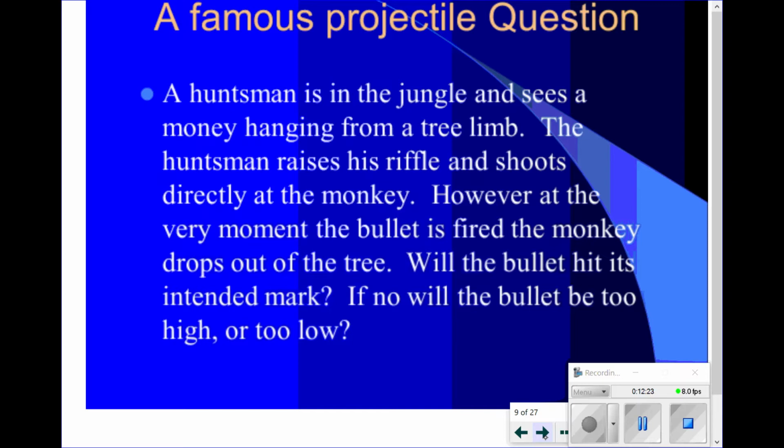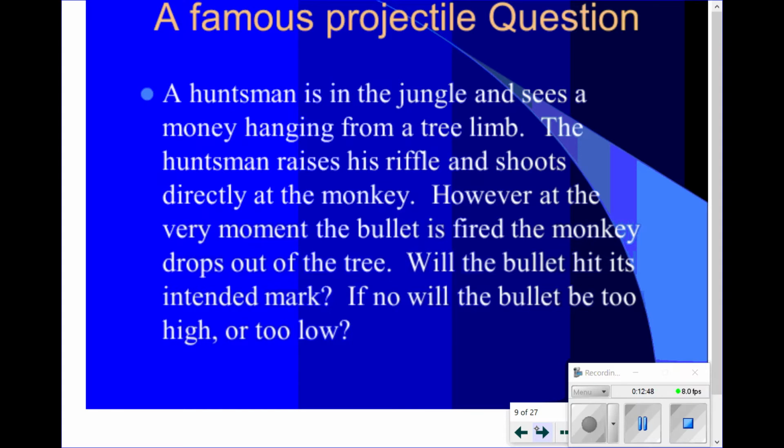Here we have a huntsman that's in the jungle and they see a monkey that's hanging from a tree limb. So the monkey is just hanging on with like one or two hands, and the hunter raises their rifle to shoot the monkey, and they aim directly at the monkey. Now, the very moment the bullet is fired from the barrel and it leaves the barrel, the monkey lets go and drops out of the tree.